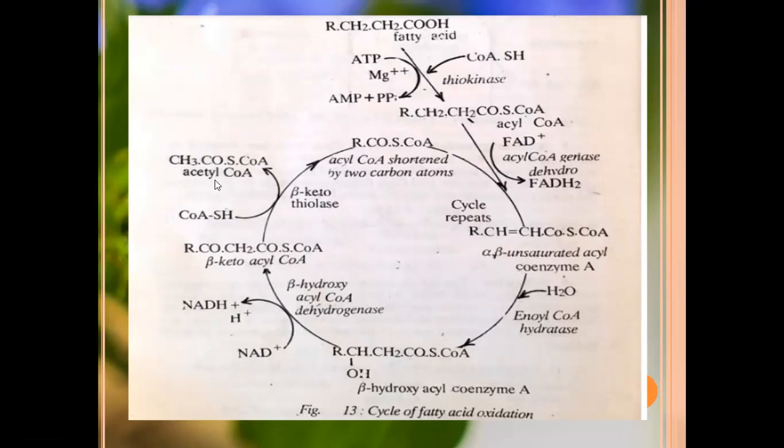This acetyl coenzyme A is involved in the Krebs cycle, and the continuing acyl coenzyme A is involved in the same cycle repeatedly. From each cycle, one molecule of acetyl coenzyme A is released. It is the beta oxidation of fatty acids.